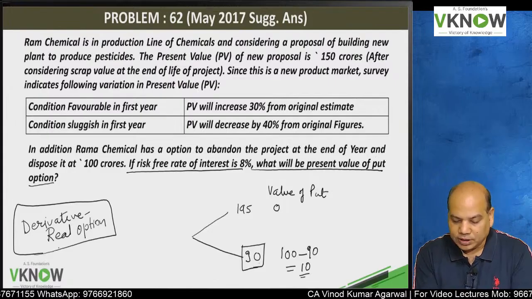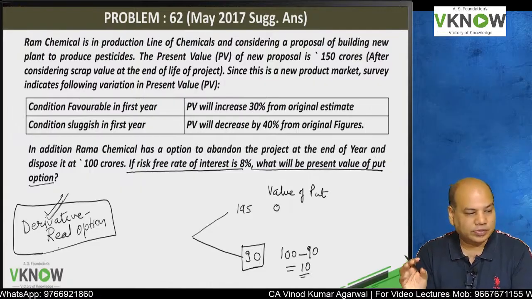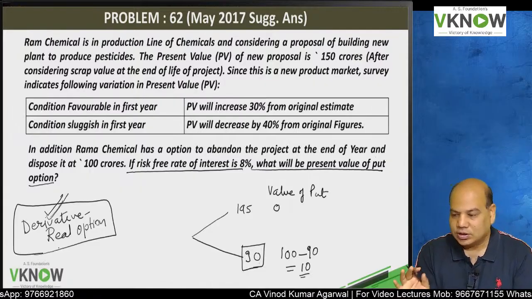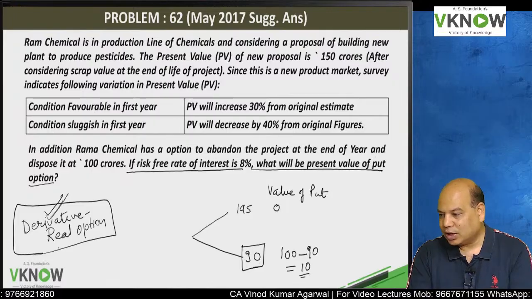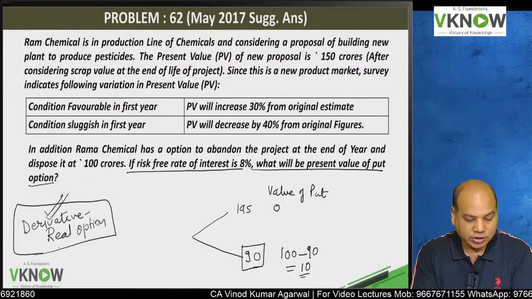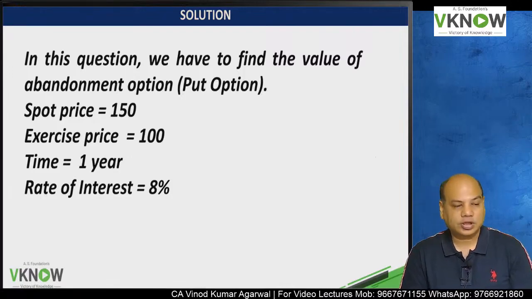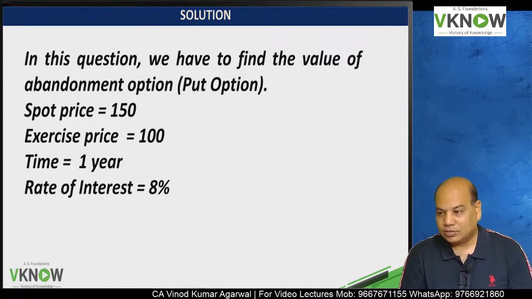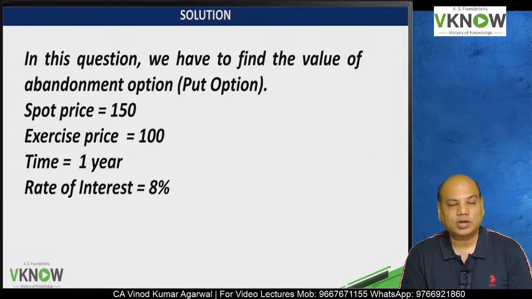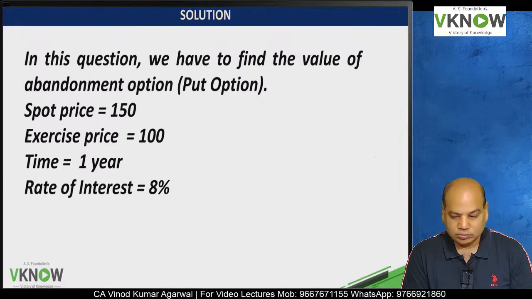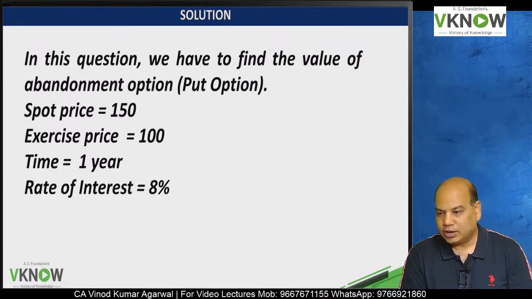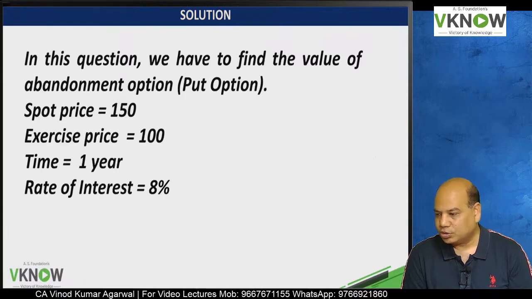So we'll have to apply some knowledge of the derivative chapter, some knowledge of this chapter to answer this question. So I would ask you to mark question number 62 as a very important question for the next exam. Write down, in this question we have to find the value of the abandonment option, that is put option.